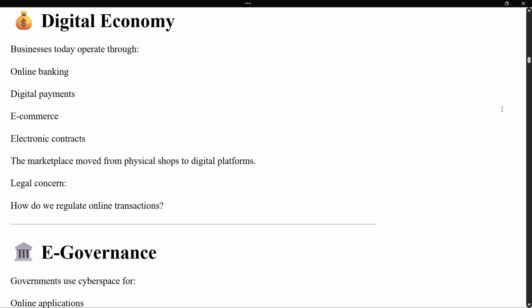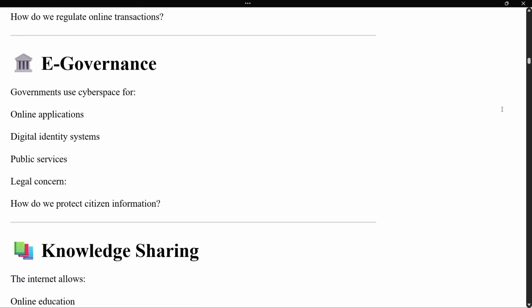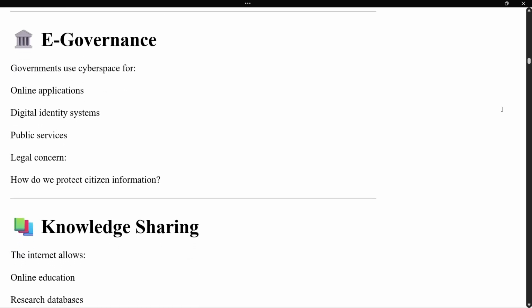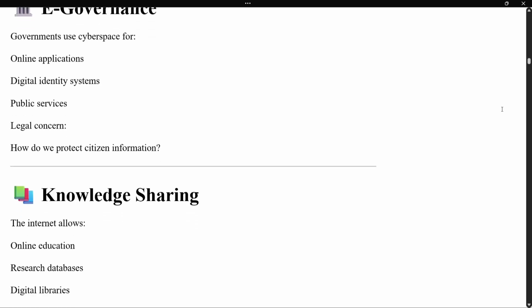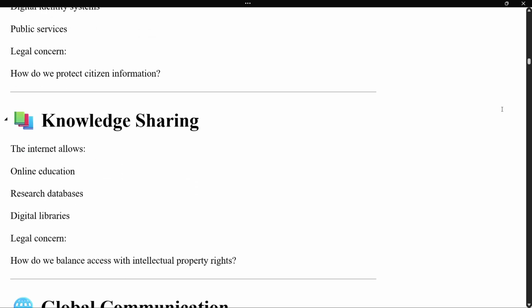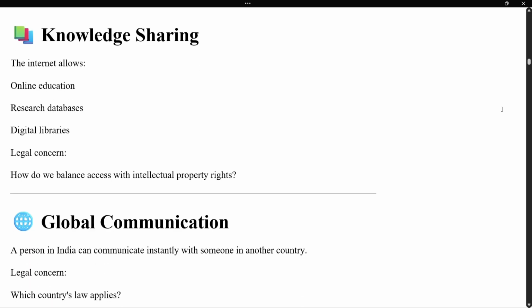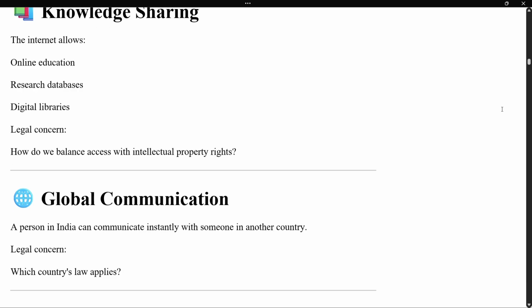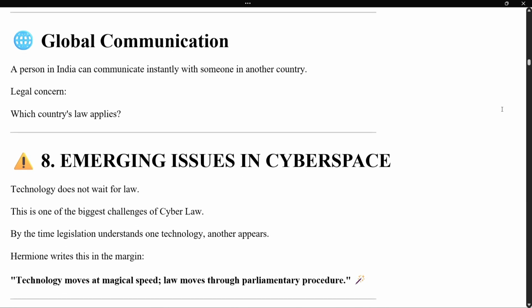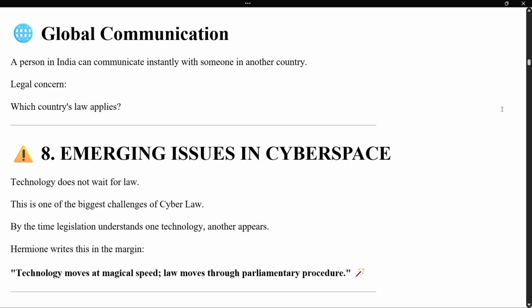E-governance. Governments use cyberspace for online applications, digital identity systems, public services. Legal concern: how do we protect citizen information? Knowledge sharing. The internet allows online education, research databases, digital libraries. Legal concern: how do we balance access with intellectual property rights? Global communication. A person in India can communicate instantly with someone in another country. Legal concern: which country's law applies?